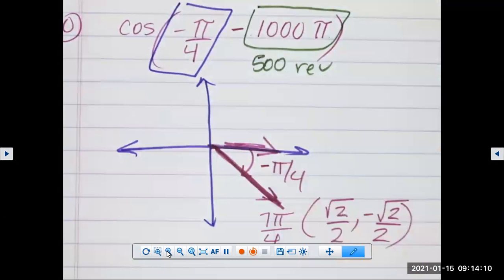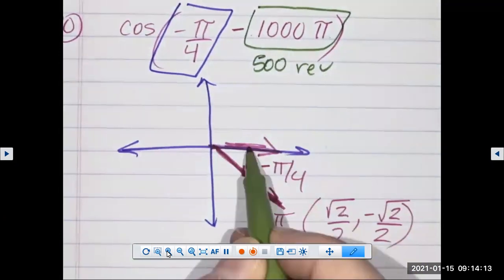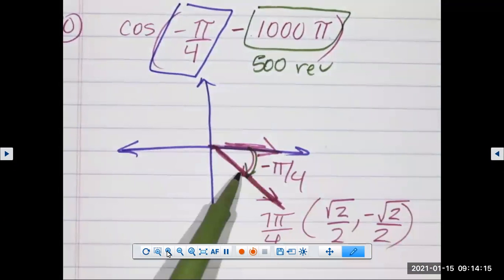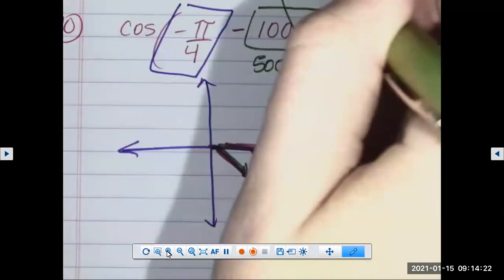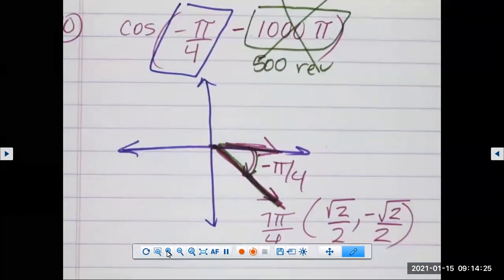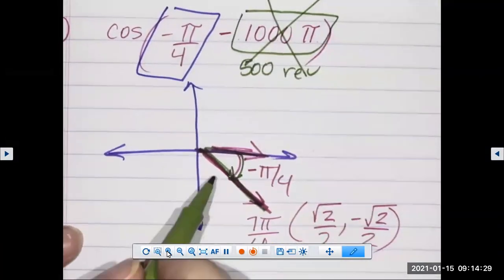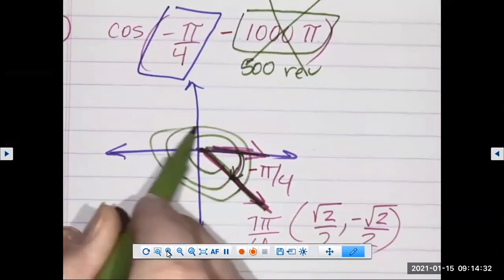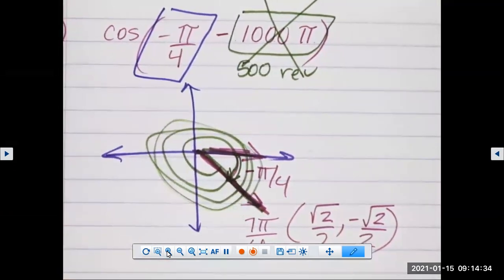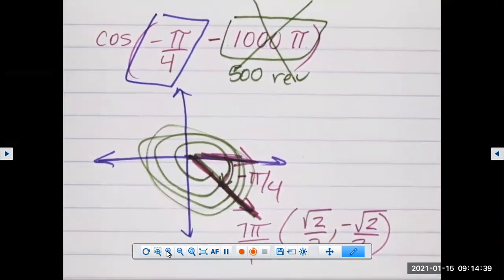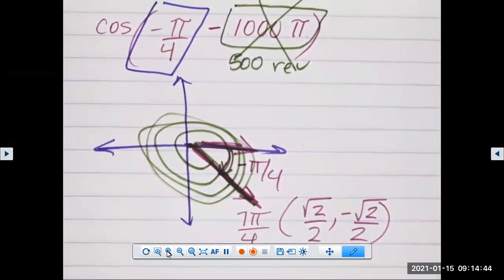That's all that represents. So really, if you rotate here, and then you keep going back around and around and around 500 times, you're going to be at the same angle. So 1,000 pi does not even matter, because all it's going to do is bring you back around. Does that make sense?